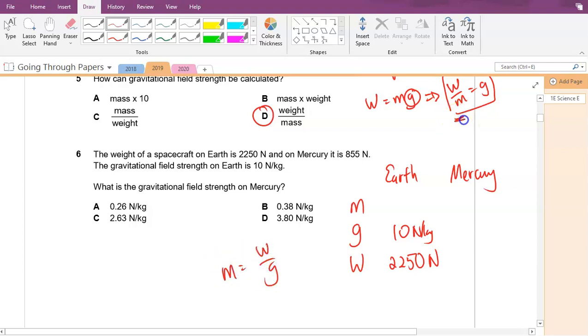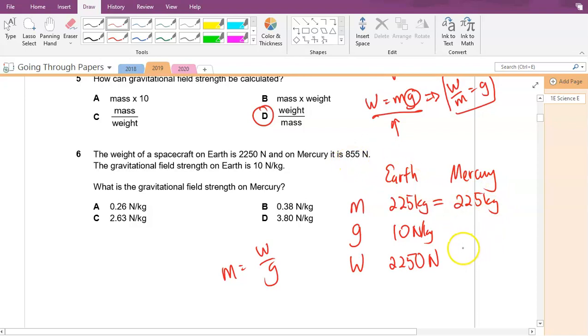Okay, it's just another manipulation of this formula over here. So to find mass, I take W over G. So I'll get 225 kg over here. As I mentioned, these two are the same, so this will be 225 kg.